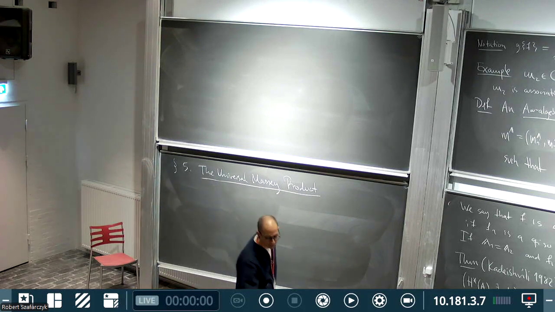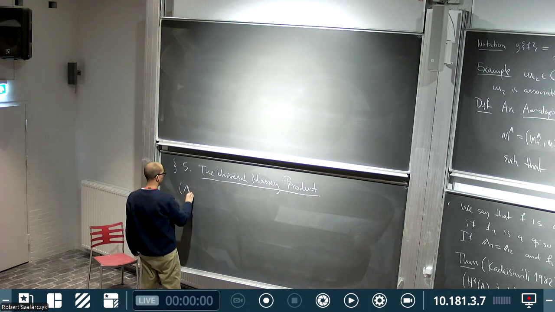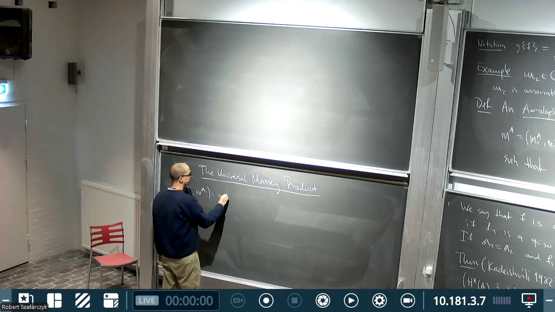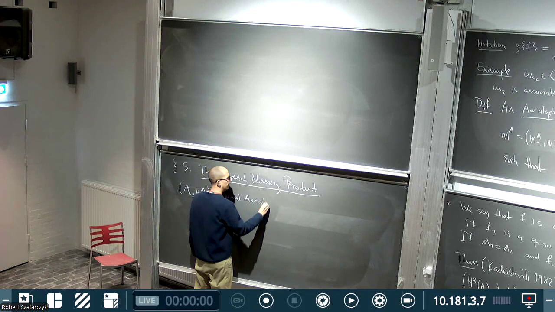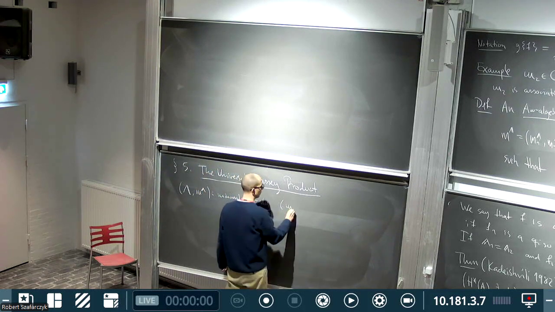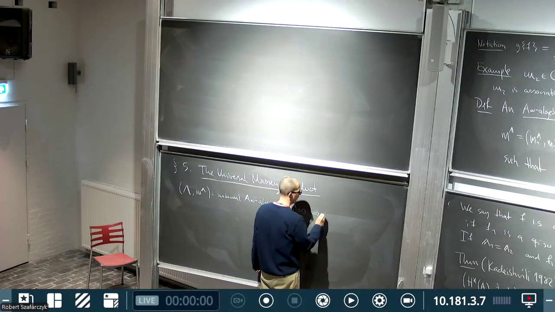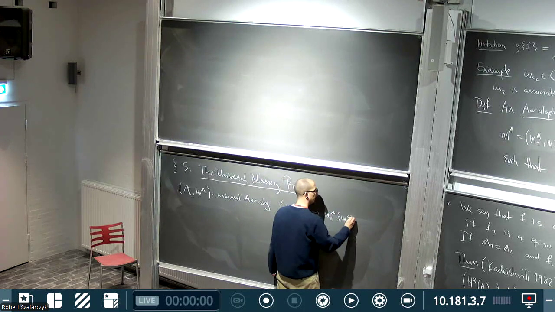So, to fix notation, I have lambda, a minimal A infinity algebra. Recall that means m1 is 0, and this implies that m2 is associative.